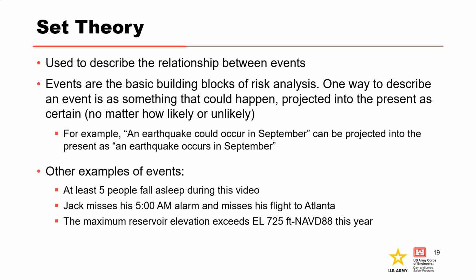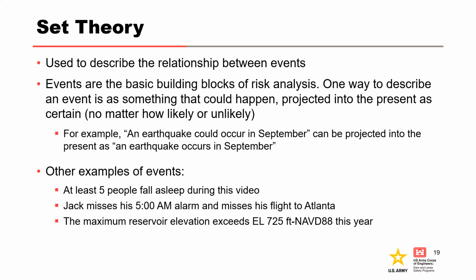Set theory describes relationships between events, and probability theory introduces the concept of size to the sample space. These events are the basic building blocks of a risk analysis. One way to describe an event is as something that could happen, projected into the present as certain, and this is no matter how likely or unlikely the event may be.